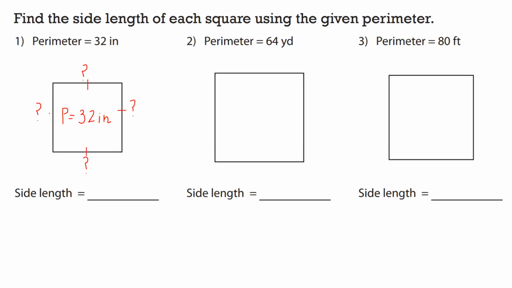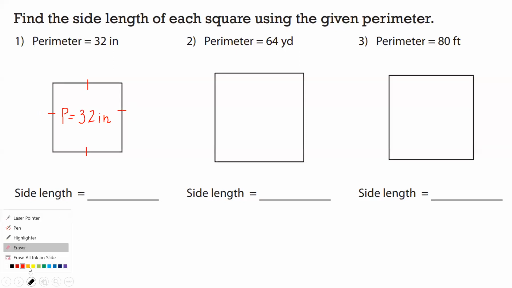All sides are equal. That's one thing about squares. So if all sides are equal, we know the whole thing is going to be 32. We've got to divide 32 by what? 32 by 4. Very good. And so to get our answer, we have to divide.